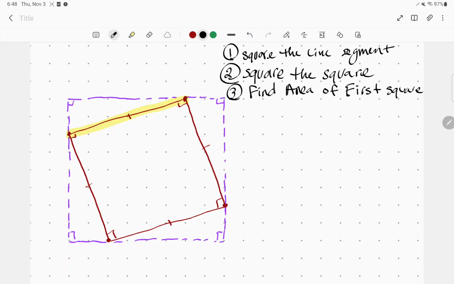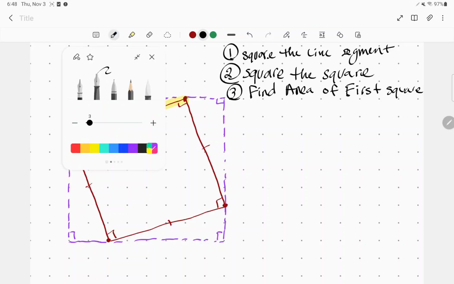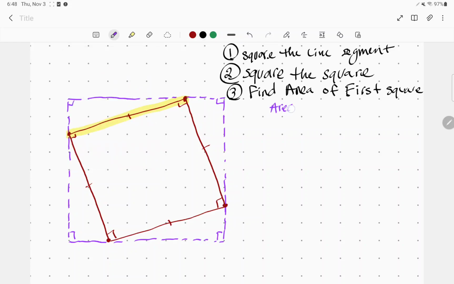And remember, how to do that is we're going to take the area of our outer square and we're going to subtract out the area of the triangles, and that gives us the area of our square. So the area of this outer square minus the area of the triangles, that will give you the area of the square. So go ahead and do that and then come back.